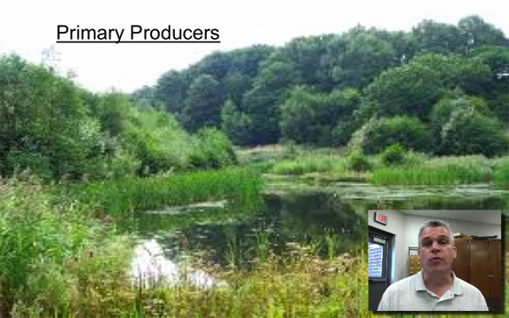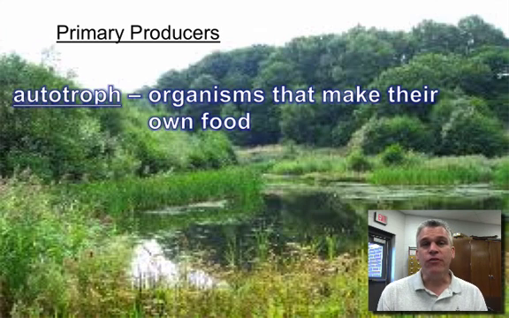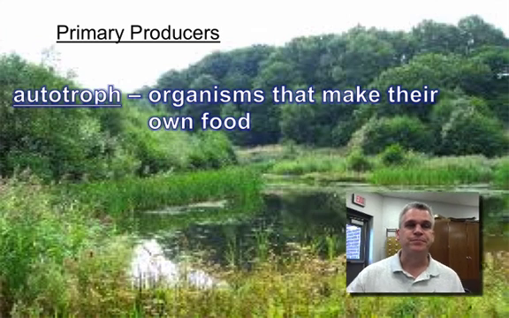What they're producing, of course, is the food. This is where our energy is coming from. Any organism that can make their own food is called an autotroph. So auto means self, troph means to feed. So literally these are self-feeders. They can just hang out in the sun and make food.